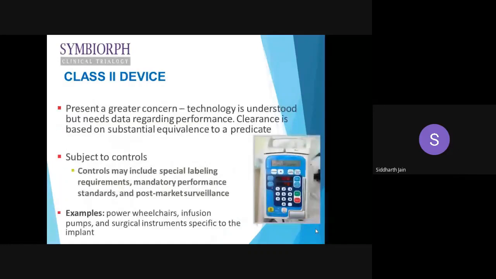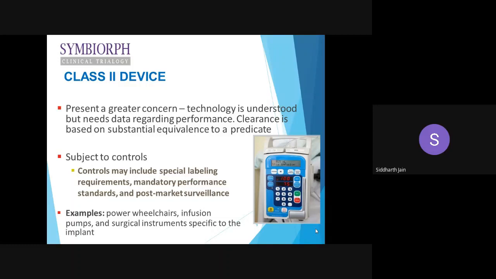Next slide. Class 2 means devices presenting greater concerns, subject to controls. Controls may include special labeling requirements, mandatory performance standards, and post-marketing surveillance. These are a few of the controls which the US FDA will look into. You will have special labeling. You have to prepare the labeling as per the US FDA labeling requirements. You also have to have the performance standards carried out as per IEC 60601 or for other types of standards, either ISO or ASTM standards. You have to identify them, and then accordingly carry out the performance testing.